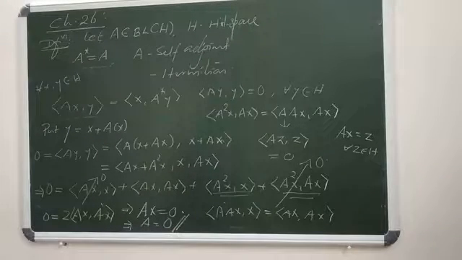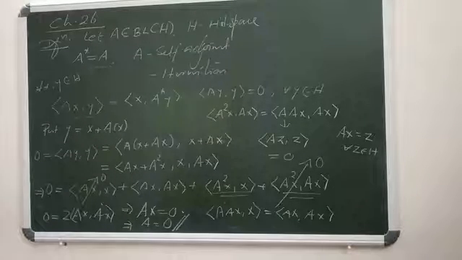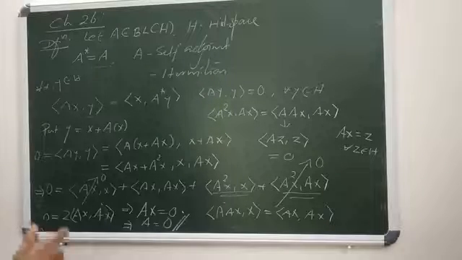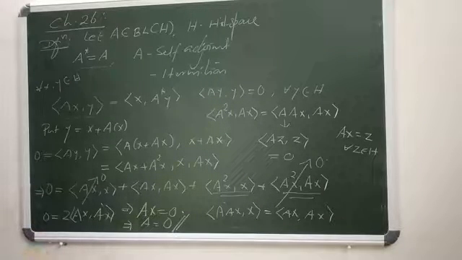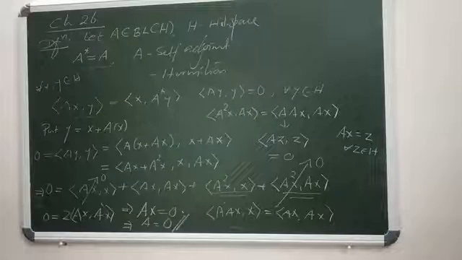So when A is self-adjoint, meaning A star equals A, then the inner product (Ax, x) equals 0 implies and is implied by A equals 0. Clear?